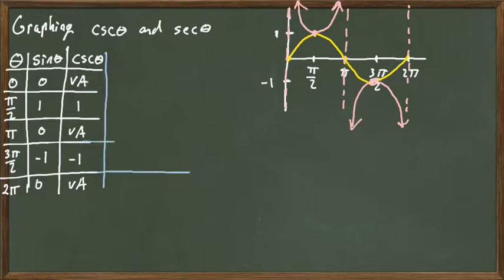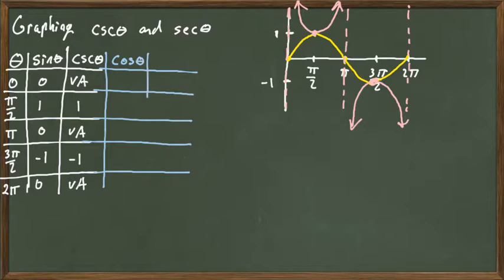the secant. Okay, so we'll extend our table out. Here's the cosine values and the secant values. So cosine of 0 is 1. Cosine of pi over 2 is 0. Cosine of pi is negative 1. Cosine of 3 pi over 2 is 0. And the cosine of 2 pi is going to be 1.